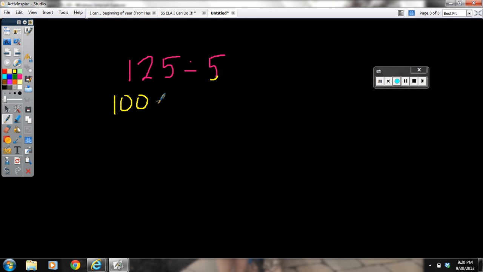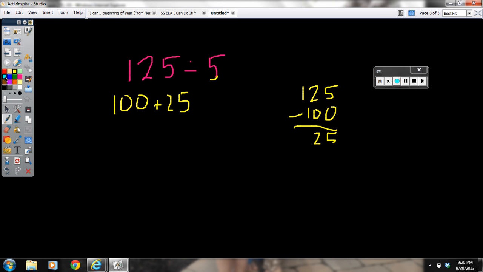Now, 100 plus what gets us 125? You have to find the difference between 125 and 100. The difference between 125 and 100 would be 25. So 100 and 25 are now the numbers that you're working with. You took this 125 and you created simpler numbers to work with.